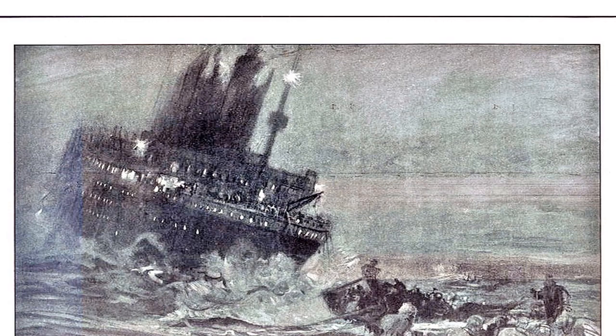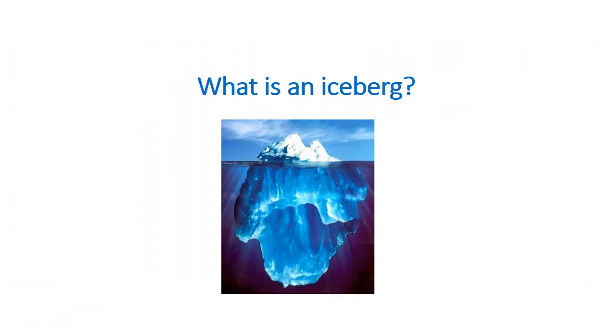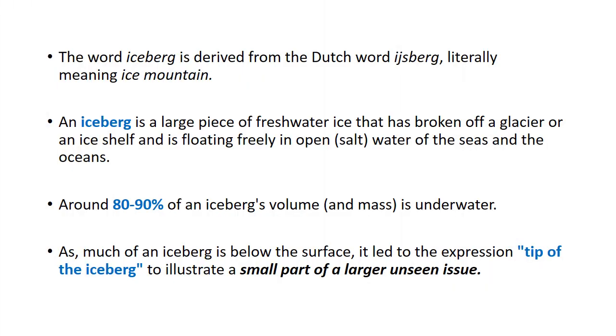And why did it sink? Because it hit an iceberg. And today we are going to learn about that. Not the movie, but what is an iceberg phenomenon. So, apart from the fact that an iceberg had hit the great big ship called Titanic, what else do we know about iceberg? The word iceberg is derived from Dutch word ijsberg, which means mountain of ice.